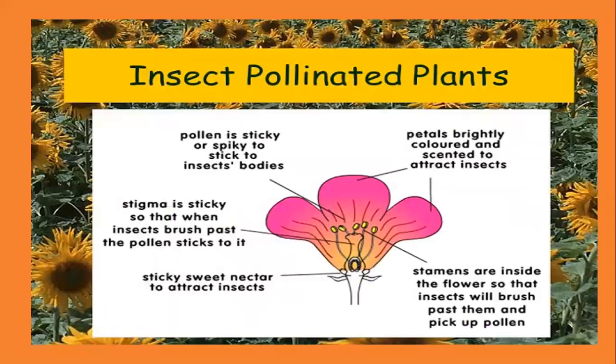Let us read about the characteristics of each plant. Insect pollinated plants: in this, the pollen is sticky or spiky to stick to the insect's body. The petals are brightly colored and scented to attract the insects. The stamens are inside the flower so that the insects will brush past them and pick up the pollen. The stigma is sticky so that when the insects brush past, the pollen grain sticks to it. The sticky, sweet nectar is to attract the insects.